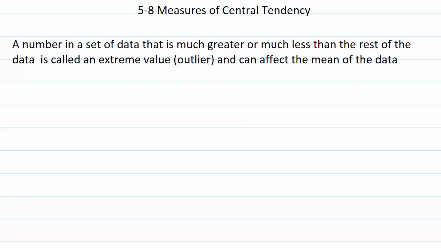Next idea: a number in a set of data that is much greater or much less than the rest of the data is called an extreme value, or an outlier, and can affect the mean of the data. So if you've got a lot of data that's pretty close together and you've got one or two guys way out on either end, it's going to pull the mean in that direction, whether it's high or low, based on what and how many outliers there are. Let's see how this shows up in an example.